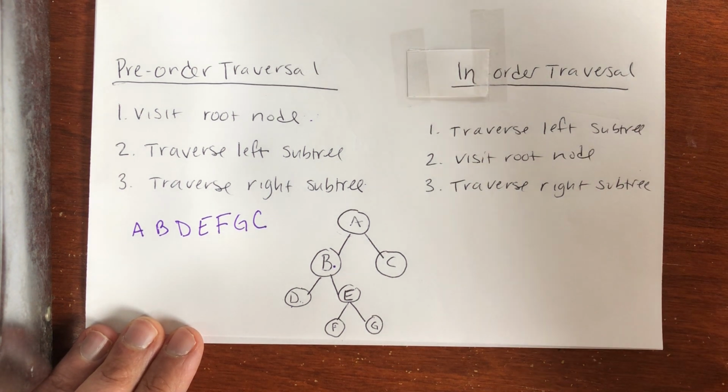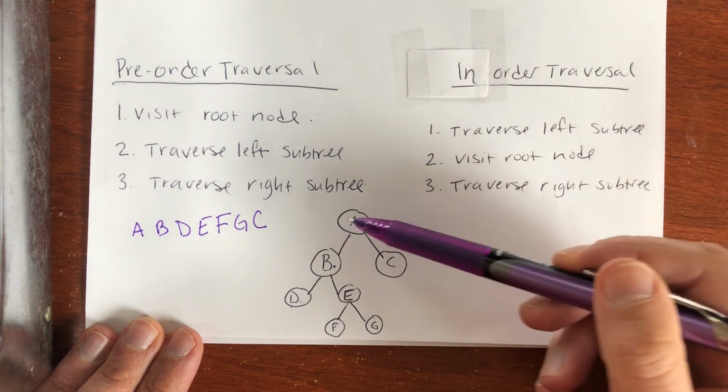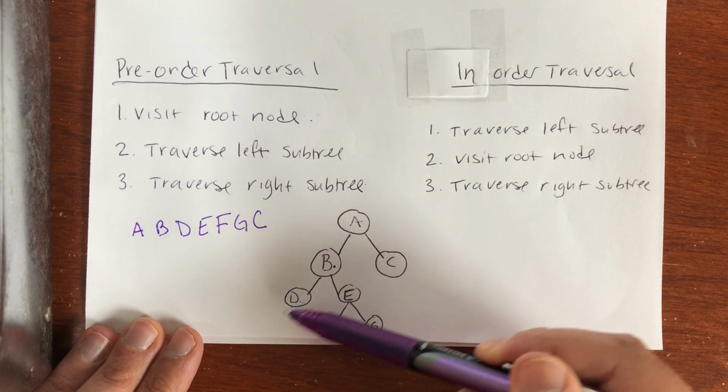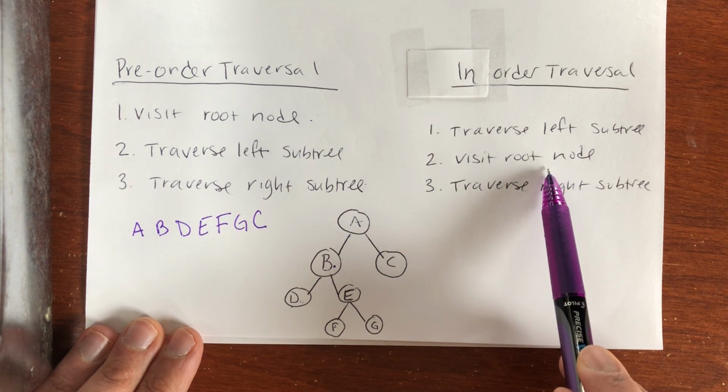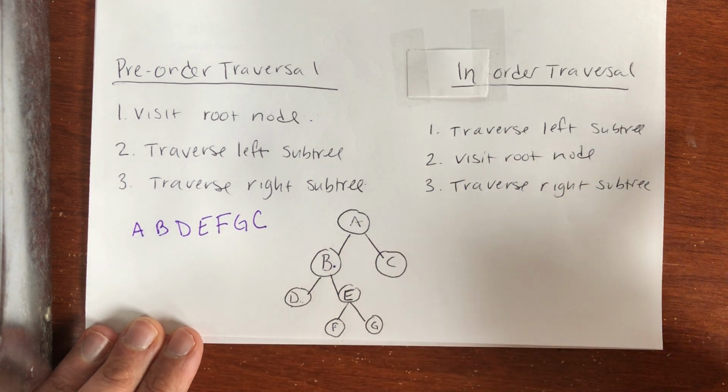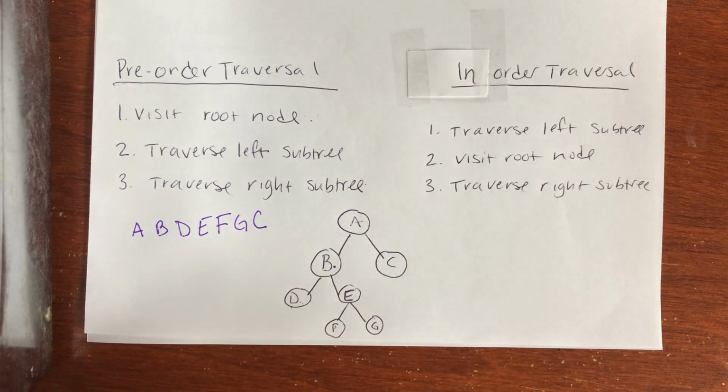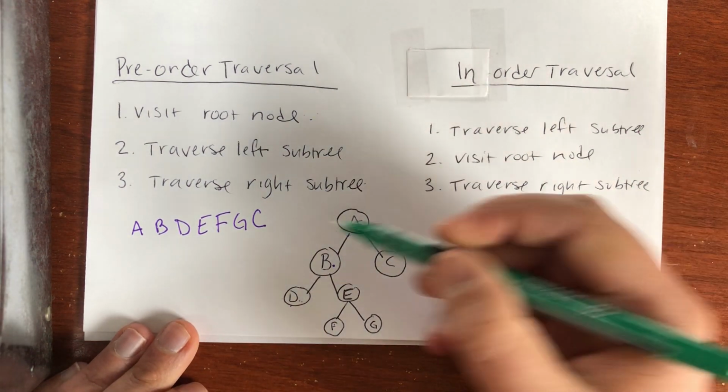So start anywhere. If we start at A, we traverse left as far as we can, and then when we can't traverse left anymore, that's when we move on to step 2, visiting the root node, whichever one you're on, and then traversing the right subtree. Right, so the first thing we do is traverse left.